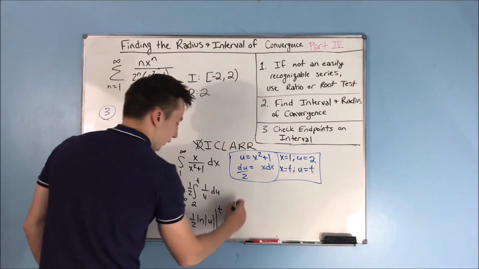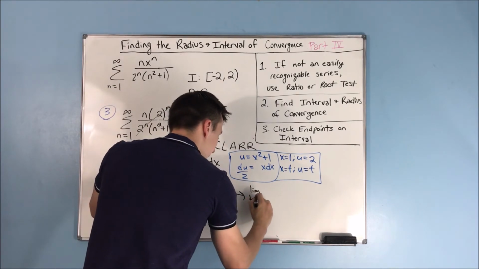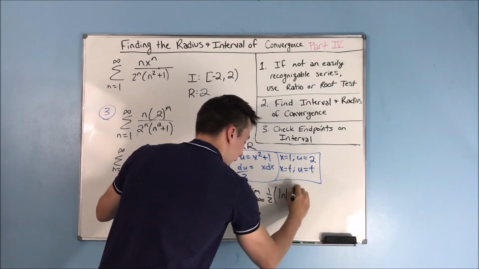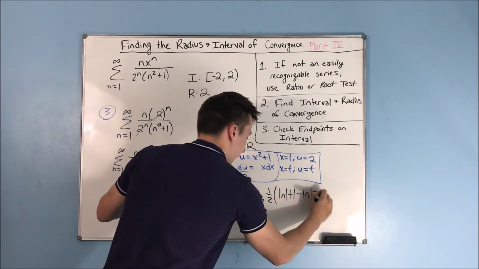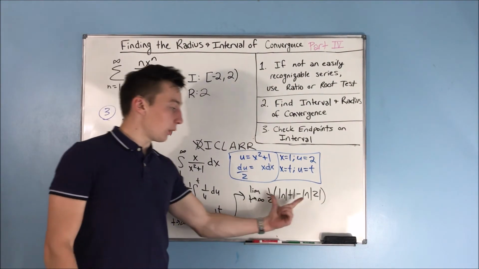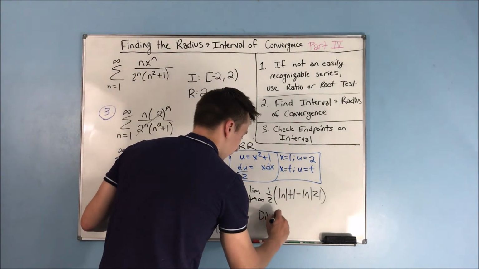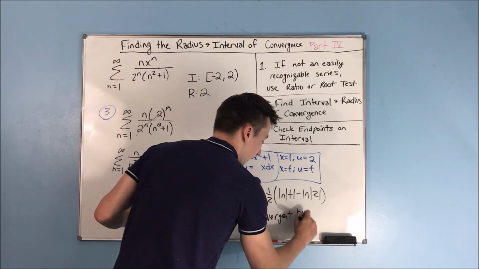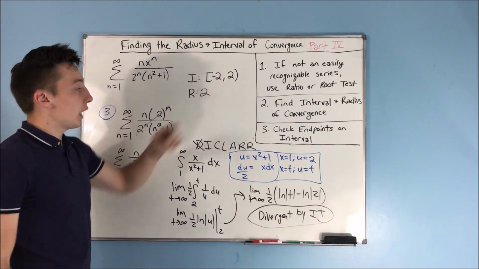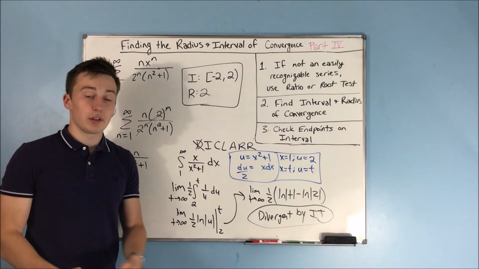Then just doing this out real quick, you could probably already see the answer. The limit as t approaches infinity of 1/2 times the natural log absolute value of t minus the natural log absolute value of 2. As t approaches infinity, this will also approach infinity, so this is going to be divergent by the integral test. So what that's saying is that we're not going to include this endpoint, and that's going to be our final interval of convergence. And of course, we also have our radius of convergence in there.